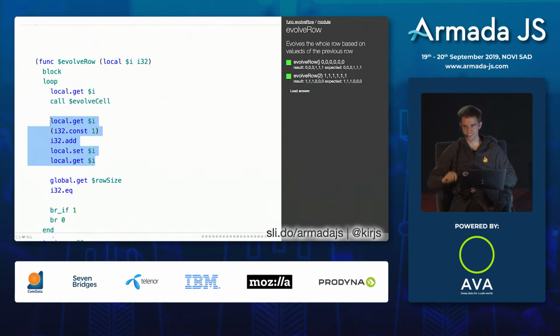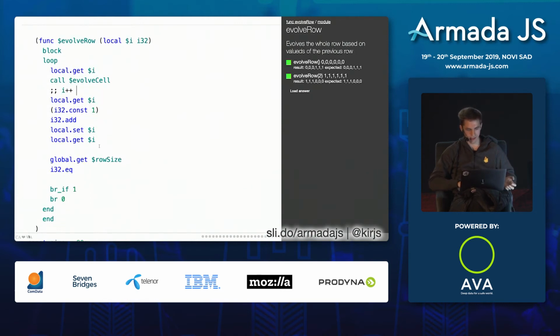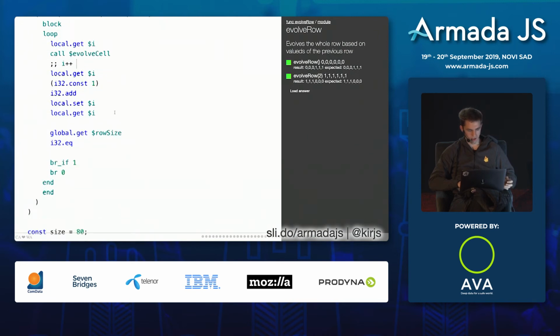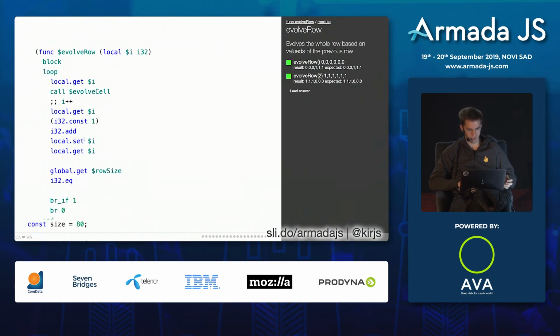I++. Yes, okay, you're getting a sticker with Angular as a token of appreciation. So yeah, this is literally I++. This is what you have to do in WebAssembly to get the same result. So what this loop does is it iterates over the row size. Until row size equals this I, we're going to just call this evolve cell thing.